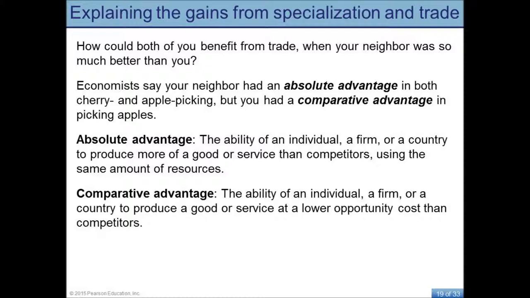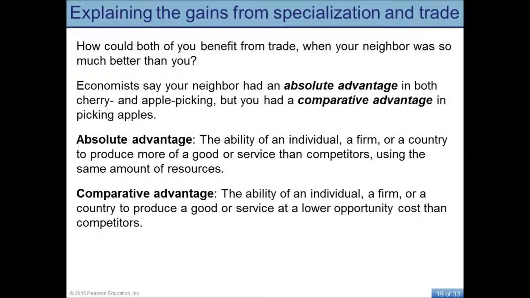How could we both benefit from trade when the neighbor was so much better? The neighbor had an absolute advantage. The neighbor was better at cherry and apple picking, but we had a comparative advantage in picking apples, and that has to do with opportunity costs. So absolute advantage is the ability of an individual, a firm or country to produce more of a good or service than competitors using the same amount of resources. So we both are assuming the example to have had the same amount of resources, but our neighbor was just so much better, picking either 30 apples or 60 cherries, and we could only produce 20 and 20. So our neighbor had the absolute advantage in either category.